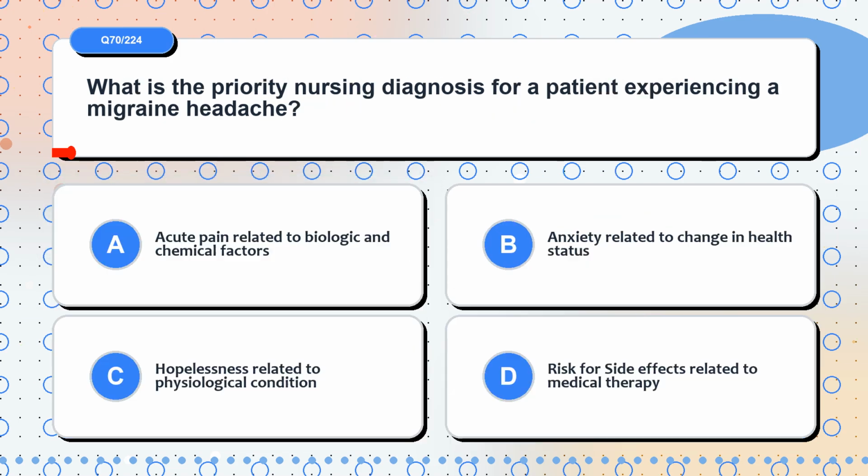Question 70. What is the priority nursing diagnosis for a patient experiencing a migraine headache? Here are the options. Option A, acute pain related to biologic and chemical factors. Option B, anxiety related to change in health status. Option C, hopelessness related to physiological condition. Option D, risk for side effects related to medical therapy.